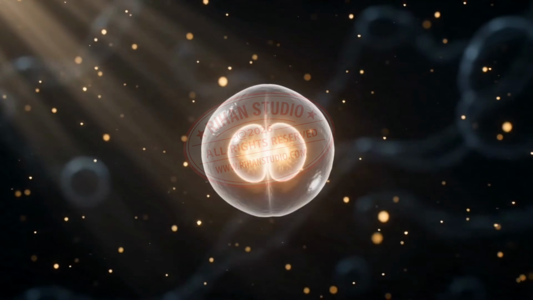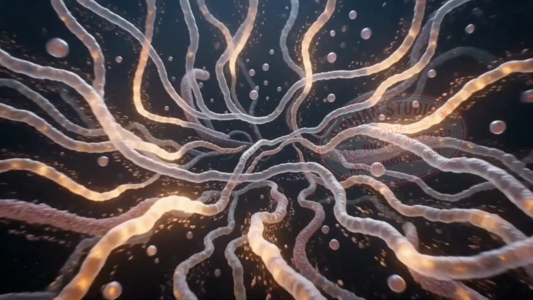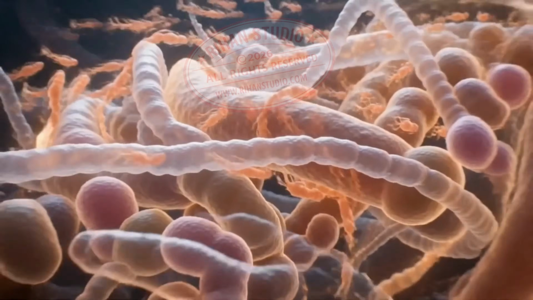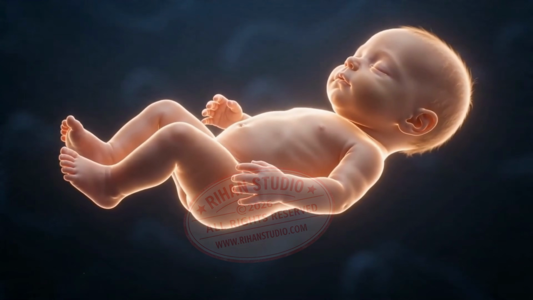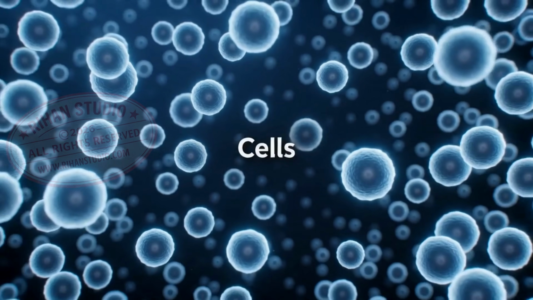Every human life begins with a single cell, carrying all the instructions needed to build an entire body. Through countless rounds of cell division, one cell becomes millions, forming the foundation of a new living organism. Each takes on a special role, creating tissues and organs in one of nature's greatest engineering marvels. The cell is the basic unit of life.